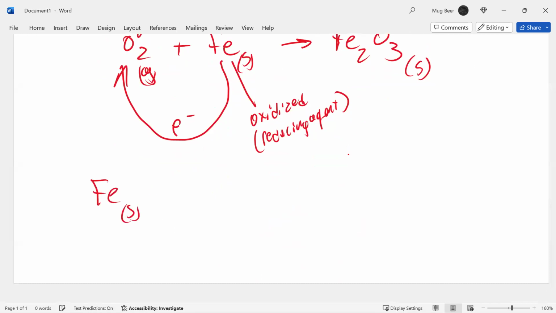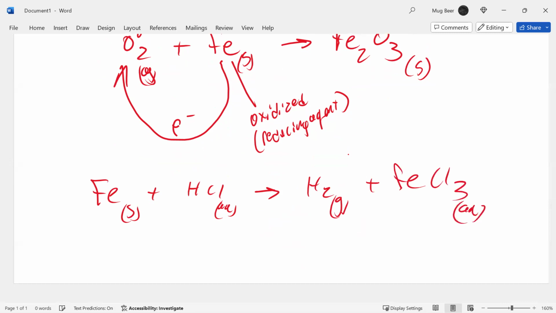Iron solid, here's my nail. I'll put hydrochloric acid, aqueous. It will make hydrogen gas, like I said, and FeCl3 aqueous. The hydrogen gas will be produced. This is a spontaneous reaction. It creates a little bit of heat and a little chaos, because the hydrogen is a gas and so it increases the chaos. That's not balanced, but it's not a big deal.